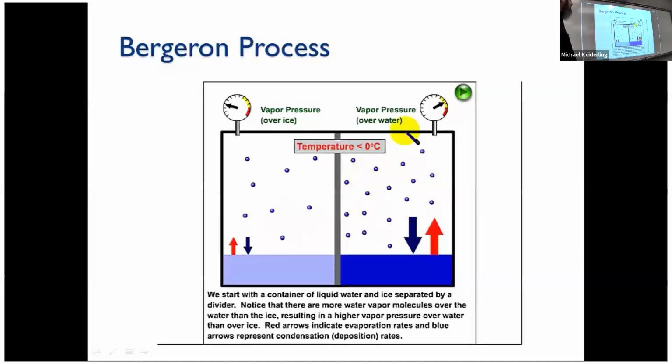And you can see that the vapor pressure over the water at saturation is much higher than it is over ice. And notice that it says the temperature is less than 0 degrees C. Now, water can actually be super cooled and still stay in its vapor form. And we'll talk a little bit more about how and why that happens. So what we're going to do now is open this barrier and see what happens to the water vapor above the ice and above the water.